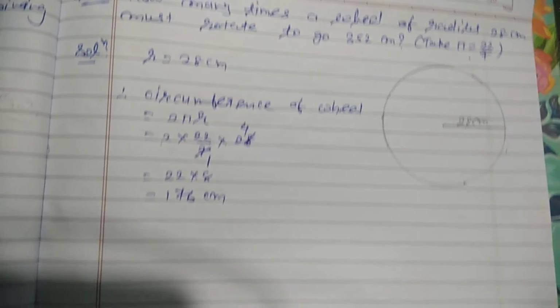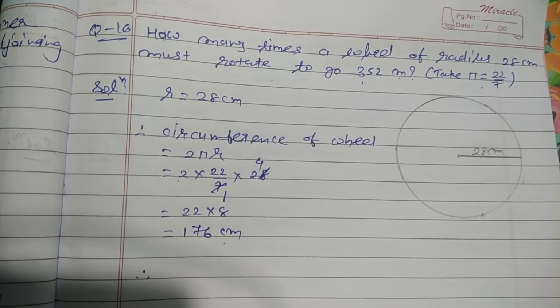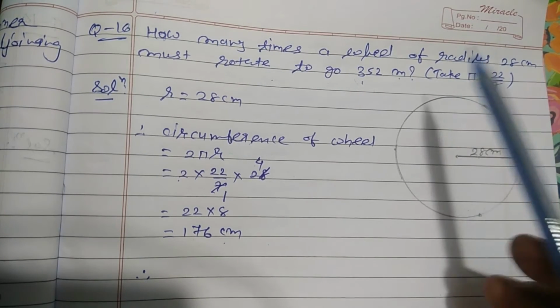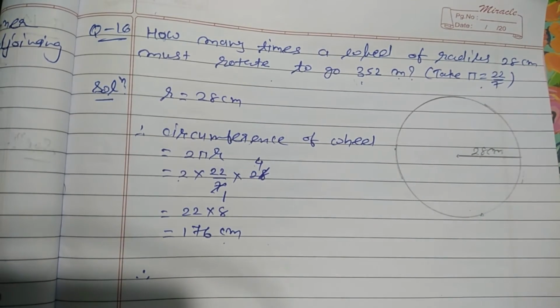Now keep in mind the distance which we have to cover, it is given 352 meter. The unit is given in meter, and what we have found in circumference, the unit is centimeter. Now we have to do division. Division should be done only when the units are equal. So what we have to do? We will convert this 352 meter into centimeter.